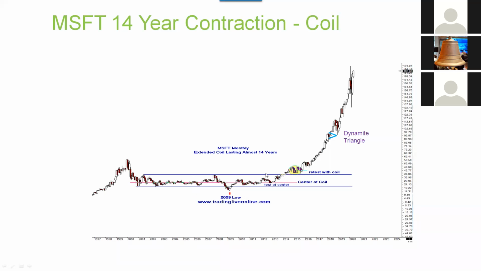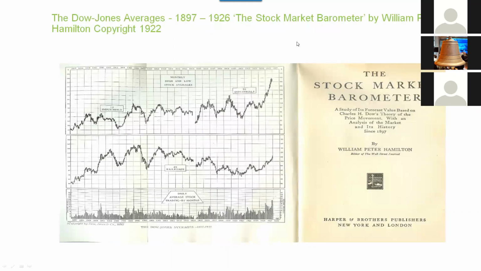But this accumulation phase is where a lot of big money was busy, busy, busy accumulating this, and then this explosive move out. The dynamite triangle right here, you can see this, only a couple of bars, and then another explosive move, retest, and off to the upside it goes. So another chart, this one, 1897 to 1926.